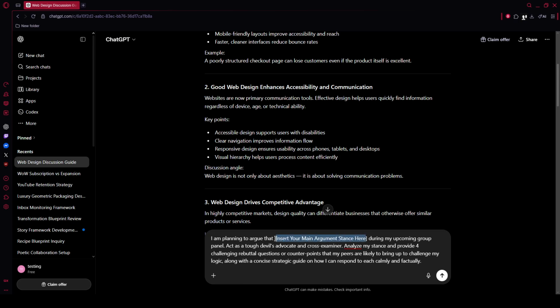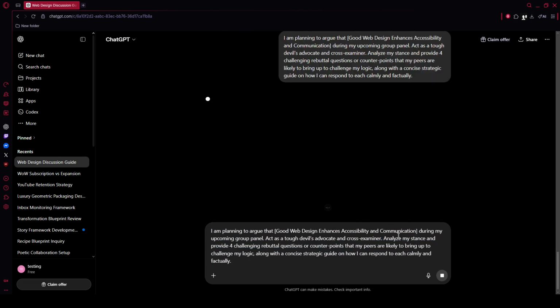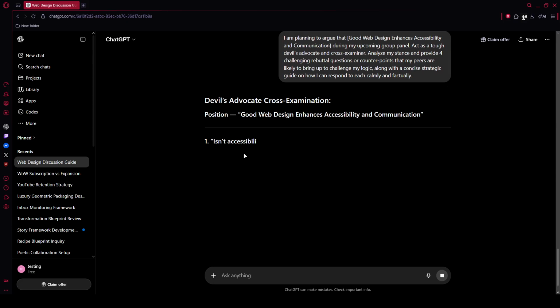Finally, equip yourself to guide the room with the consensus builder prompt. Paste: During our group discussion, participants are likely to clash over insert the main area of conflict/disagreement. Act as a master corporate mediator.